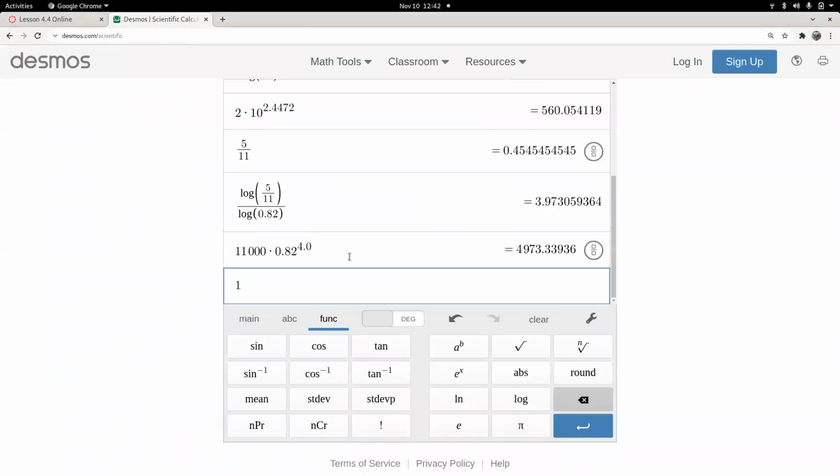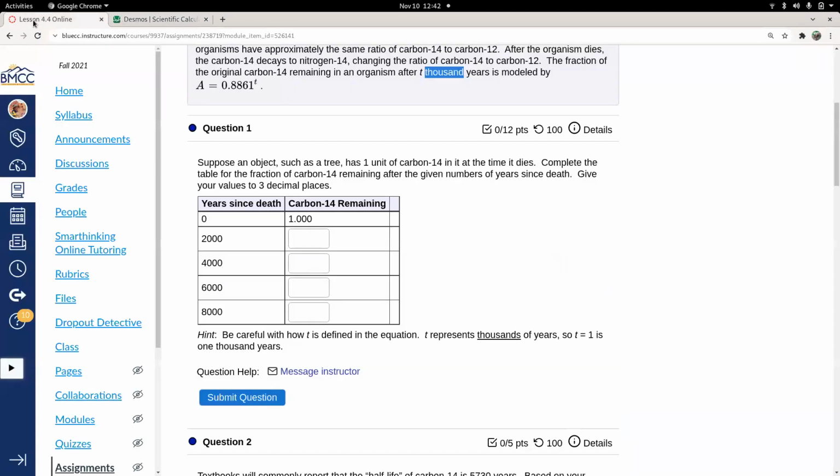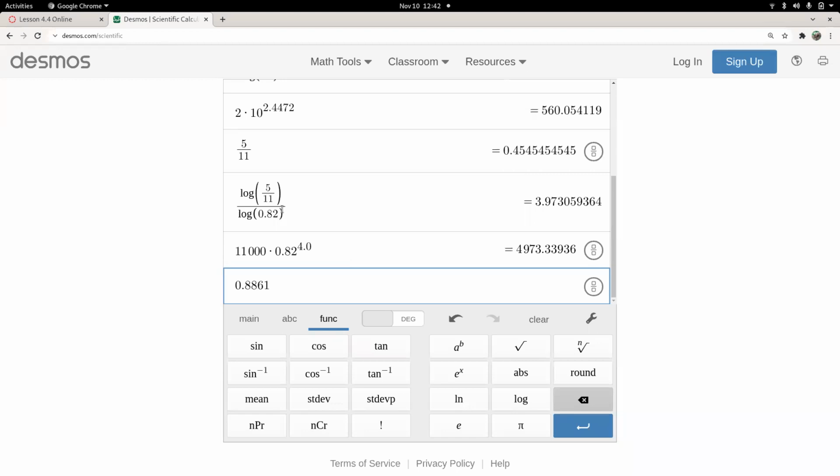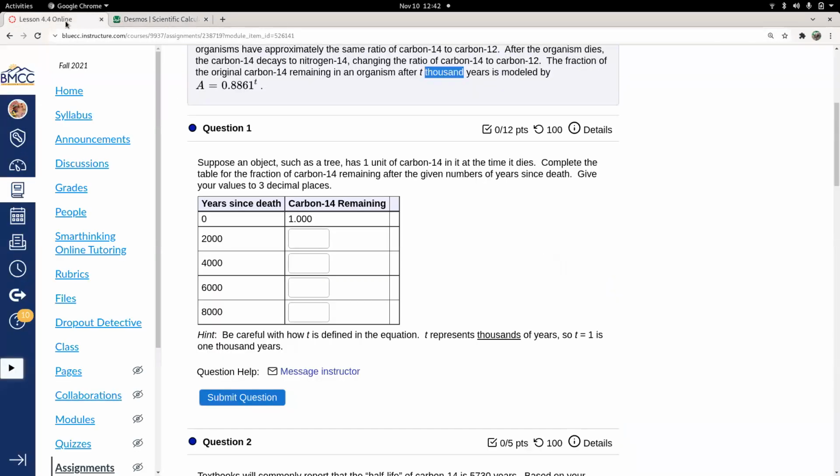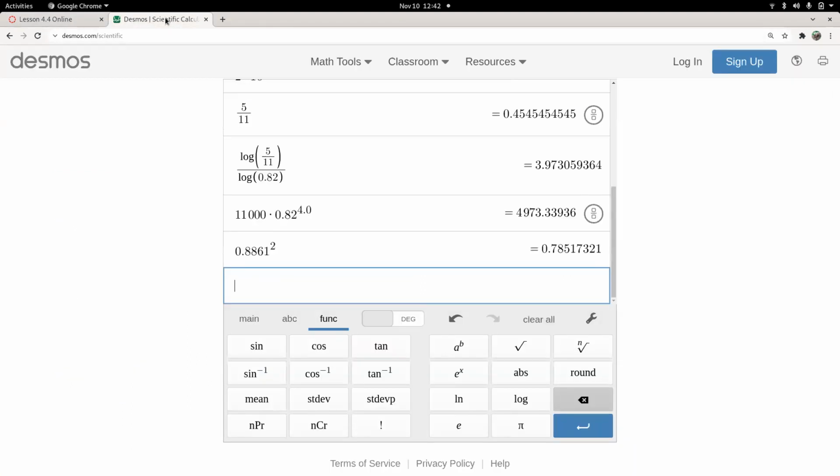So if I take 0.8861, get those digits right, 8861, yep. And I want to raise that to the power 2 and see what I get. I get 0.78517. How many decimal places do they want? They want 3 decimal places, even though we started with 4. That's okay. So that would be 0.785.